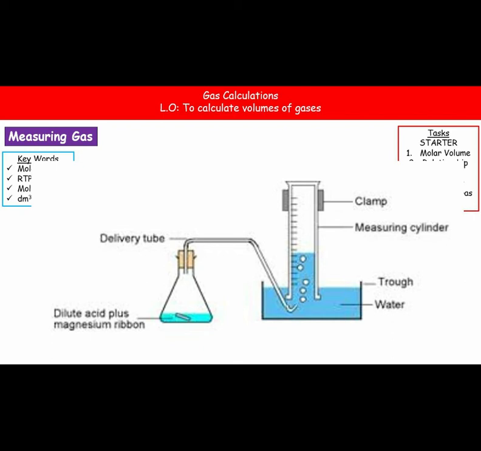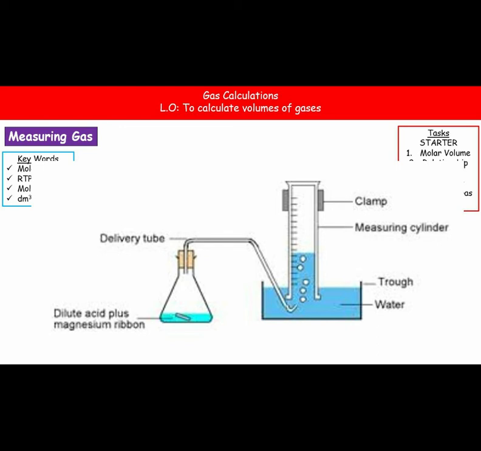We can upgrade it slightly with the equipment on the screen at the moment. So what we've got there is a setup with some magnesium ribbon in acid on the left in a conical flask. We've connected a delivery tube onto that, which is then underneath an upturned measuring cylinder. That upturned measuring cylinder has been filled with water all the way to the top at the beginning of the experiment, and you can see it's sitting in a trough of water.